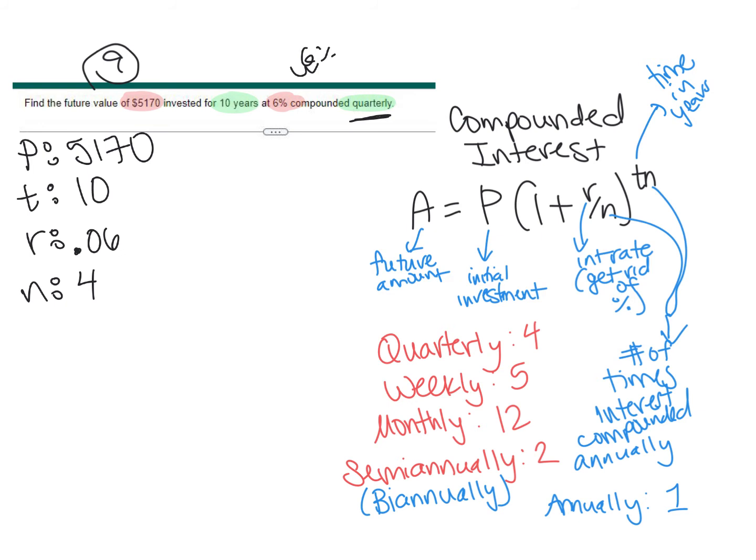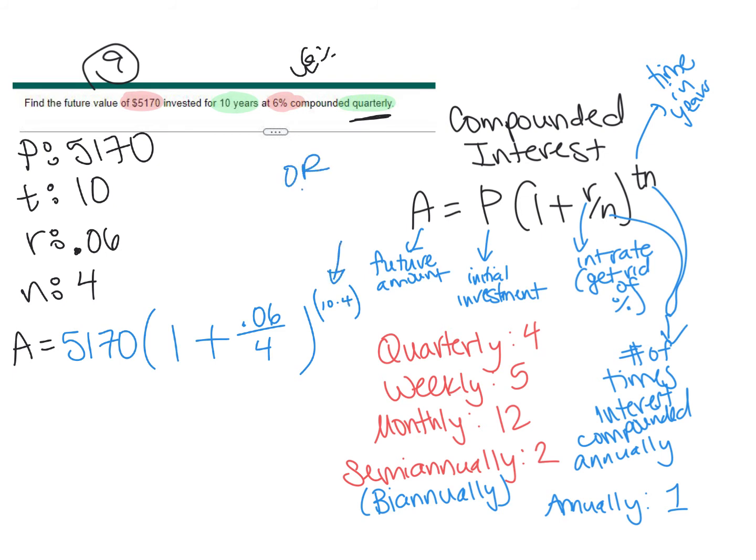So the future value is equal to my initial amount, which is just the P in the formula, 1 plus 0.06 divided by 4, raised to 10 times 4. Okay, and then of course here, you could go ahead and multiply that out and put 40. That's your choice. Because what happens is some people put 10.4 and then they get this answer and they're upset about it.